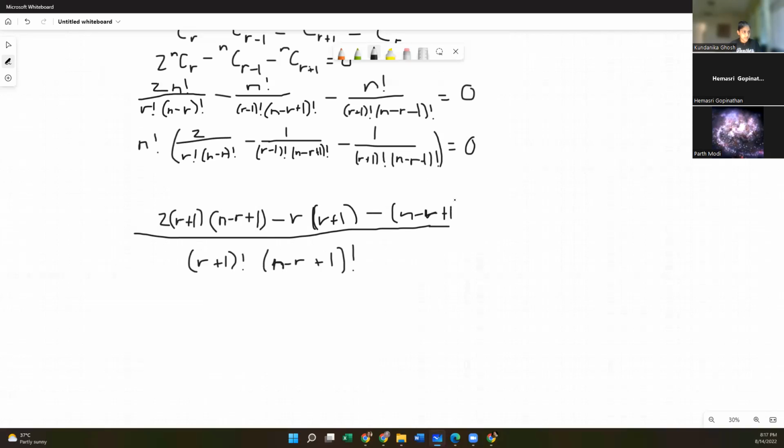Plus 1 times n minus r. And I've been struggling with this for like the past 3 or 4 days, and I think it's just because I'm just tired, but I couldn't process anything. Wow. It is a little confusing, but I think I get it.